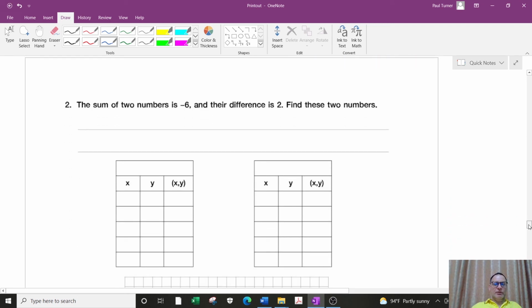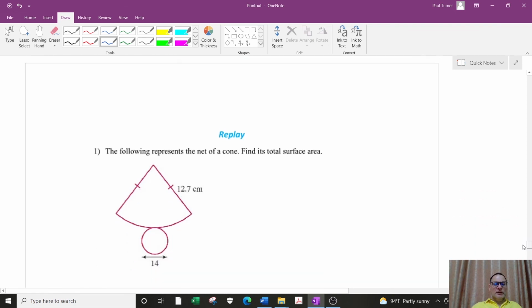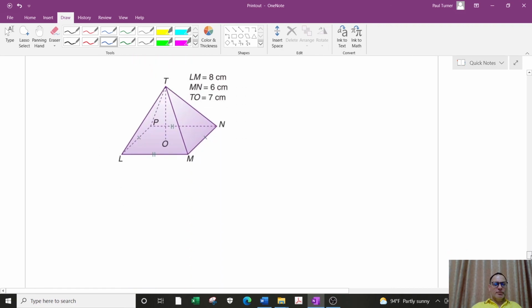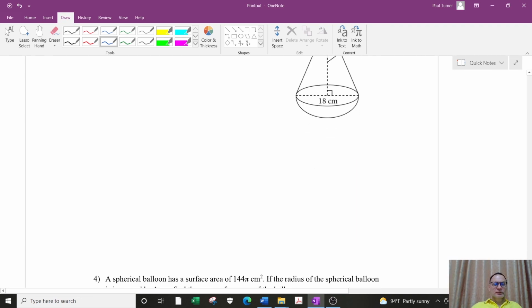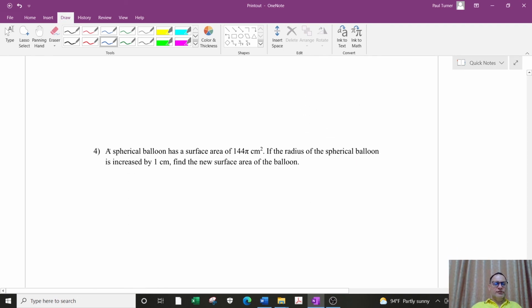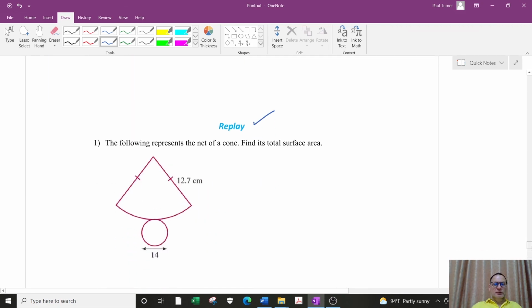So again, here's another question, question 2. And I want you to start reviewing all of the previous work. So we've got a few questions here on cone. This is on a pyramid. So this is a cone and a hemisphere. And also spheres here. So each section of work you get now will have review of old work. That will help you remember the material.